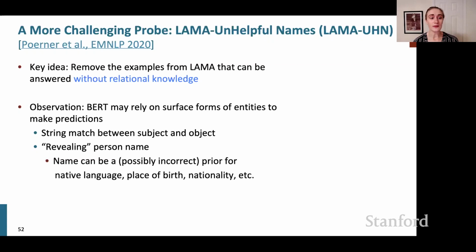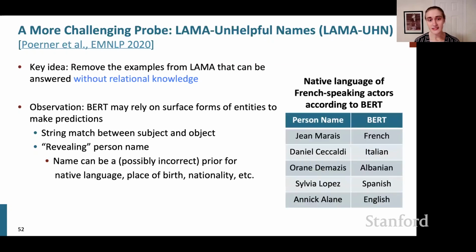So this is where the name could be an incorrect prior for the native language of someone, their place of birth, their nationality. They have this example from the table in the paper where they look at different persons' names, and then they look at BERT's prediction for their native language. And these are all French-speaking actors, and BERT just predicts very biased and stereotypical languages for these particular names. So this can really work both ways.